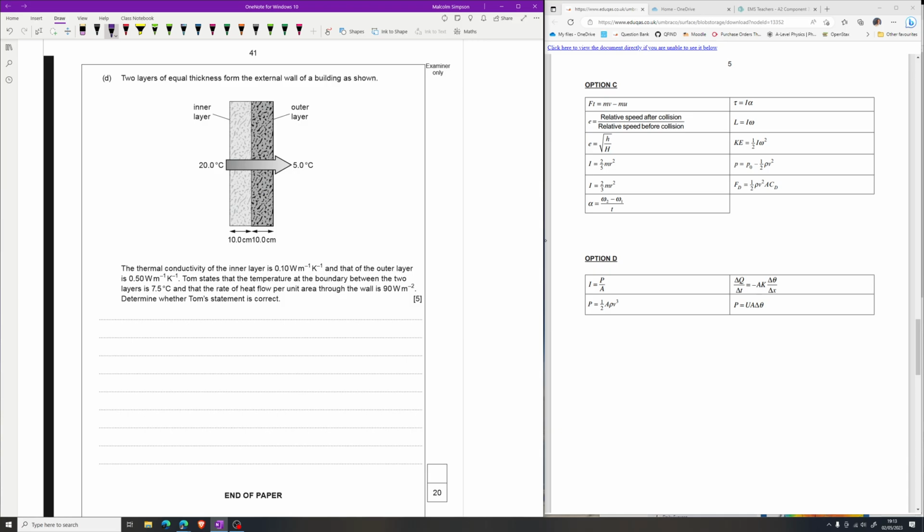So what I can say is that the rate of heat flow is equal for the two layers. It has to be. Then I can write an expression for this in terms of change in temperature. So delta Q over delta T is the same for both layers. Sorry, it's such a long time since I've done this stuff. I don't get much practice with this, so I apologize for not being sharper on it.